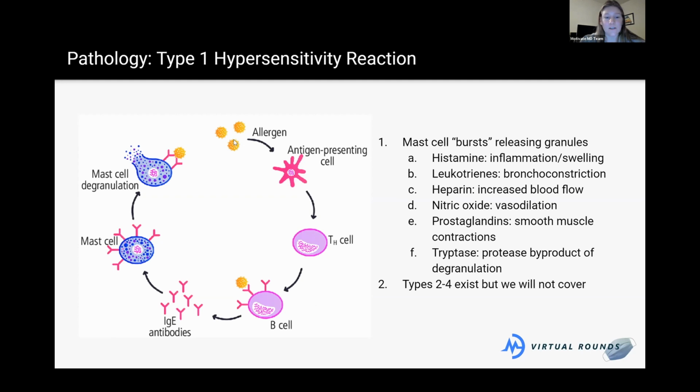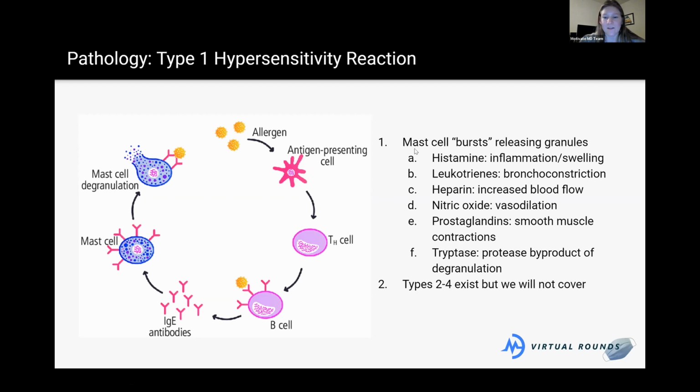And so when an allergen is introduced and binds on these IgE receptors, it's going to trigger this mast cell to do something called degranulation. And the mast cell is filled with all of these little dots that are granules filled with enzymes and other cell signaling molecules and things like that.